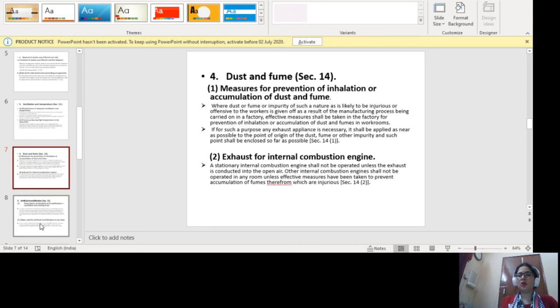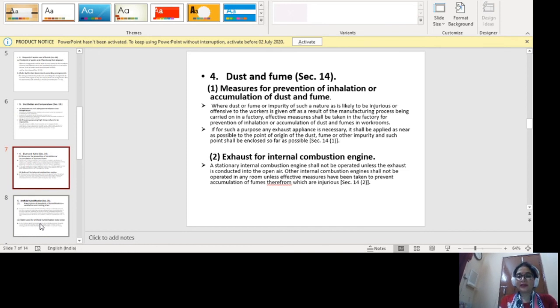Measures for prevention of inhalation or accumulation of dust and fumes should be there, meaning no worker should inhale, or there should be proper measures to prevent accumulation of dust and fume, wherein dust or fume or impurity of such a nature as is likely to be injurious or offensive to the worker is given off as a result of the manufacturing process being carried on in a factory. Effective measures should be taken.